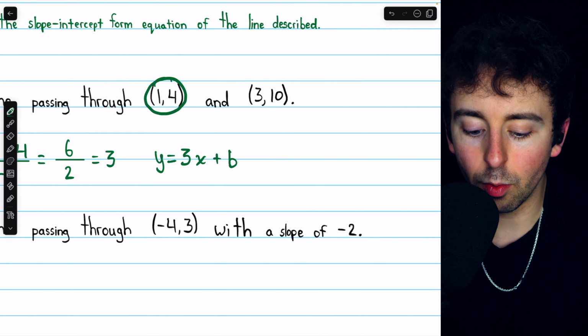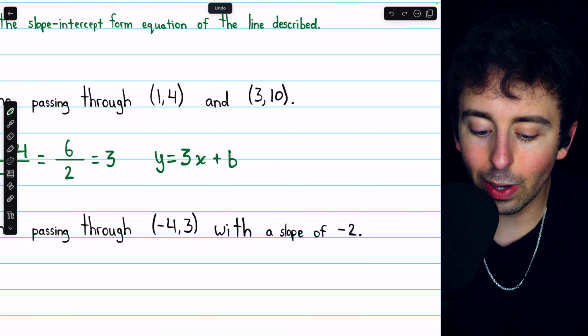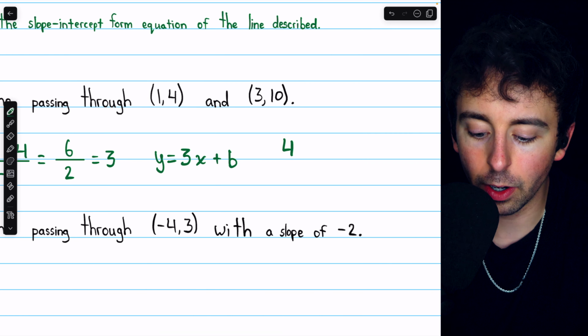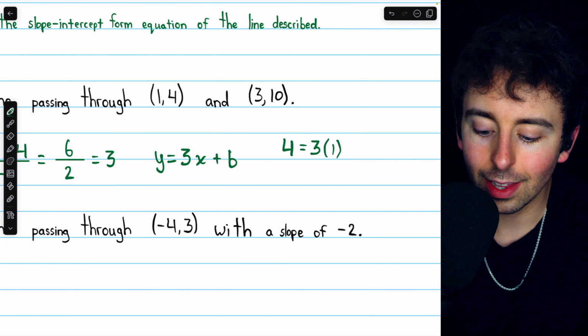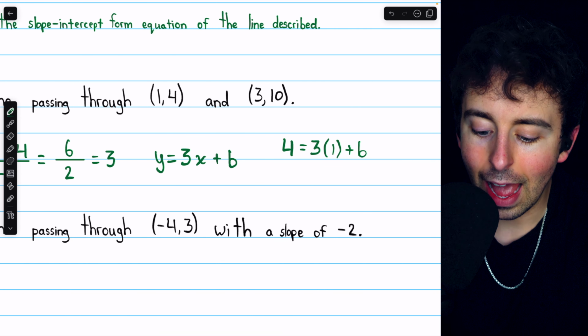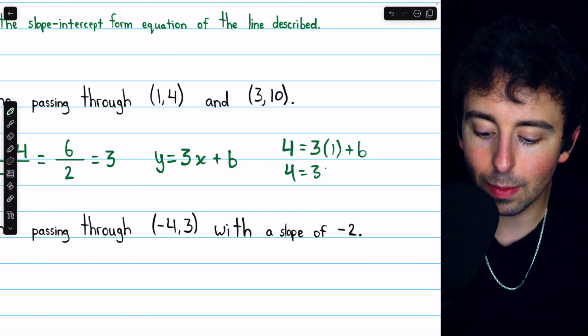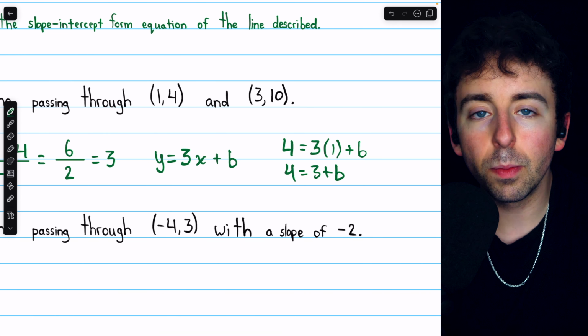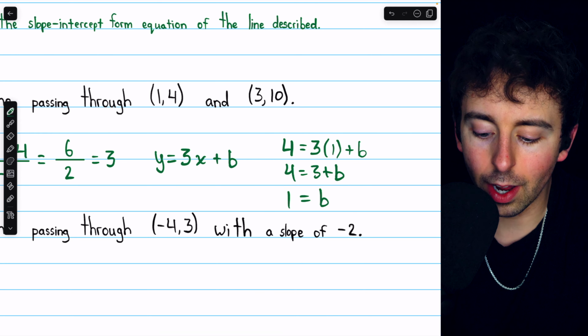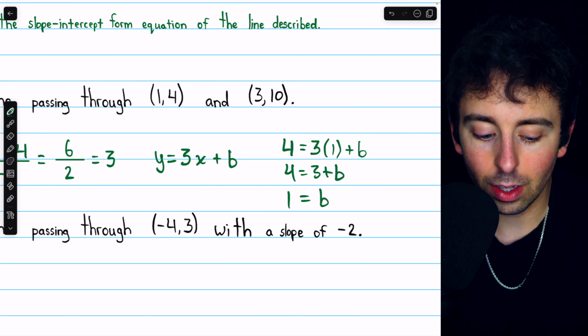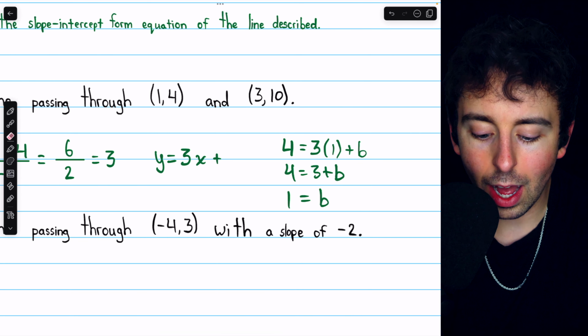Plugging this point, 1, 4, into the equation, we would have that y is 4, and this has to equal 3, the slope, times 1, that's x, plus b. Hence, 4 equals 3 plus b, and so subtracting 3 from both sides, we would find that 1 is b. So the line we're looking for is y equals 3x plus 1.